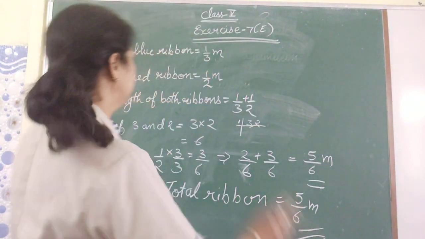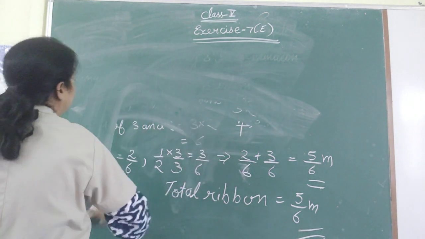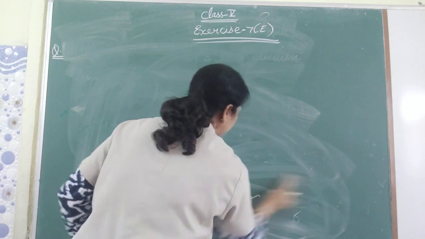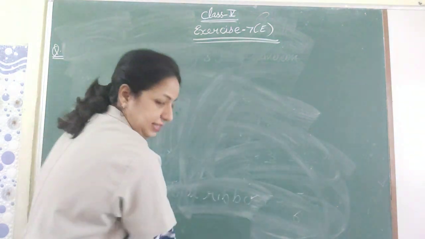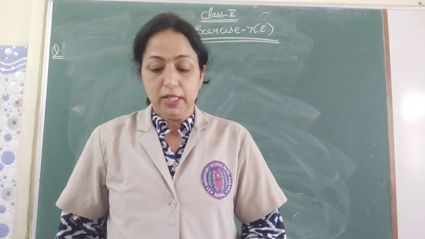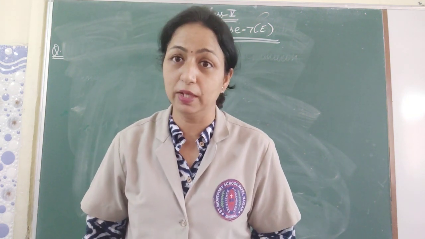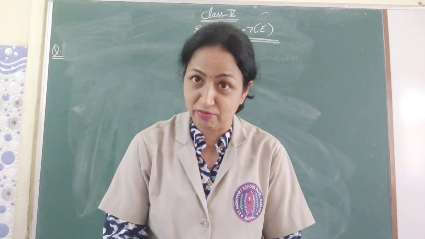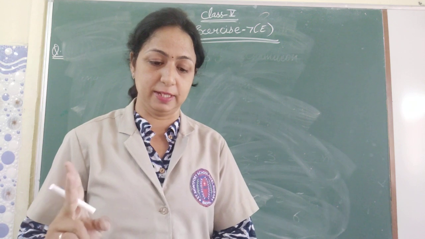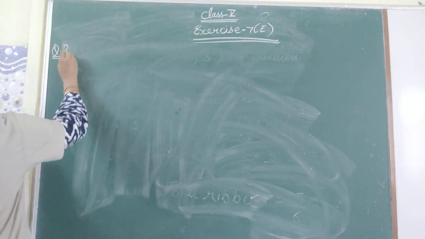Question number 2. The first step in solving word problems, children, is to read the questions properly, step by step. Understand what operation you are required to do. Write the steps and then solve. So the next question is, mother bought 2 chickens. One weighed 1 and 3/4 kilogram. Now this is a mixed fraction. So how many chickens did she buy? She bought 2 chickens, and the weight of one chicken is 1 and 3/4 kilogram.